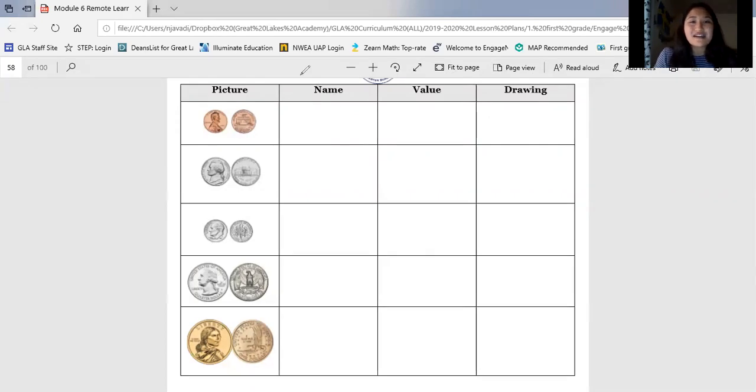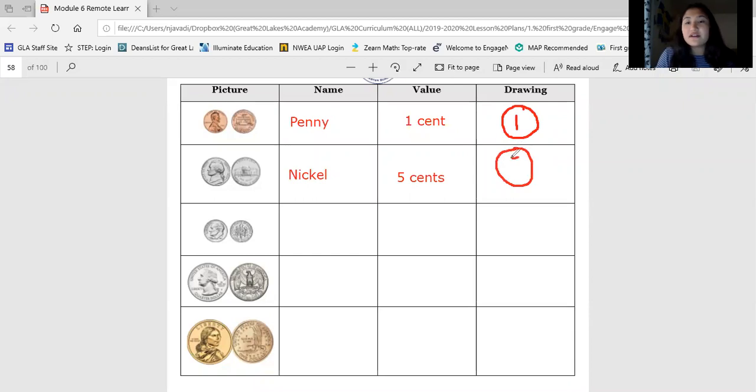Let's go through all of these together. This first one is A penny. It is worth 1 cent. So I'll write 1 cent. And then we can draw a penny like this. You draw a circle with a 1 inside of it to show that it's worth 1 cent. Our next coin is a nickel. That's right. A nickel is worth 5 cents. So write 5 cents. And you draw a nickel by drawing a circle, and then you put a 5 inside.